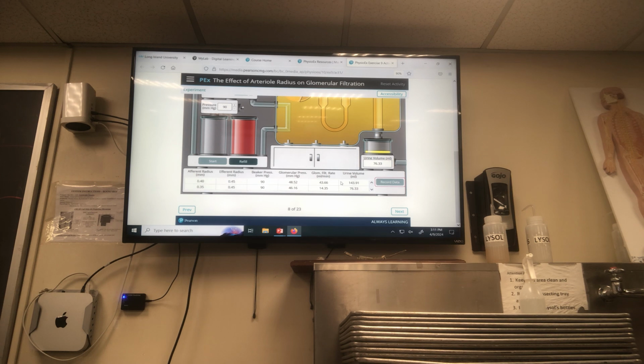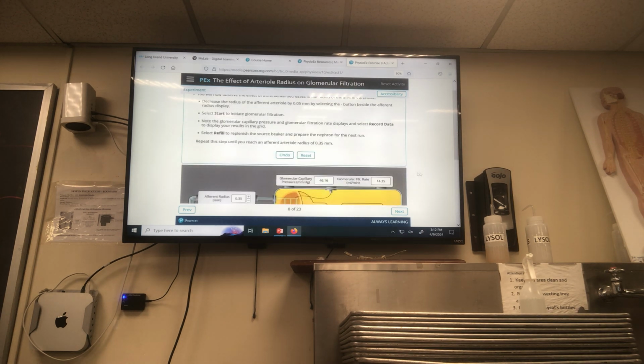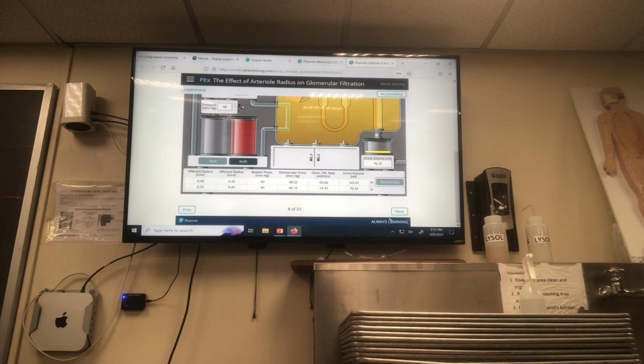Record data. And now we're done. So we have dropped the afferent radius down to 0.35 and we see that there's an overall trend of a drop in the glomerular pressure, a drop in the glomerular filtration rate, and a drop in urine volume as we have dropped the afferent radius from 0.50 down to 0.35. Okay, next.